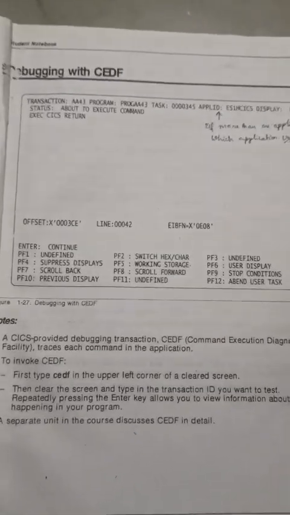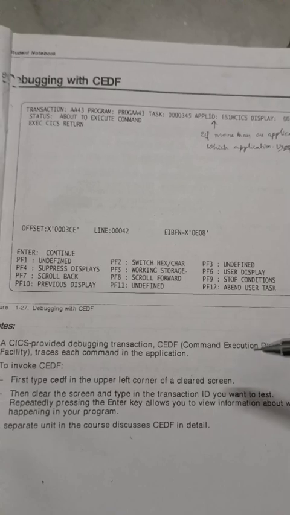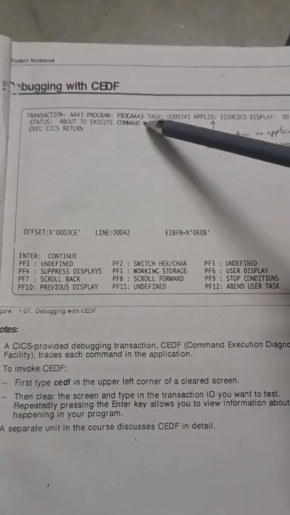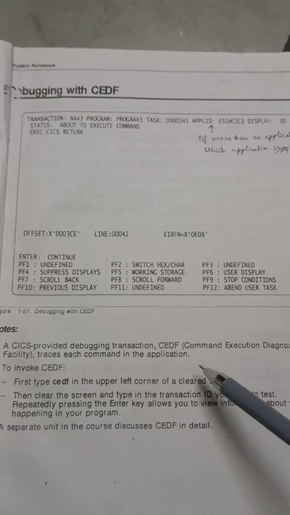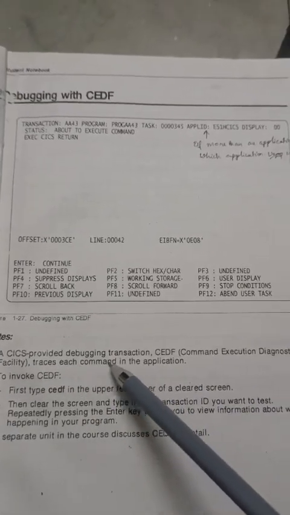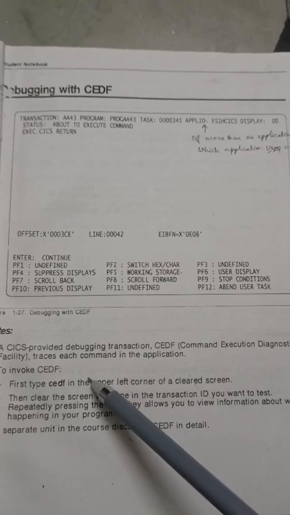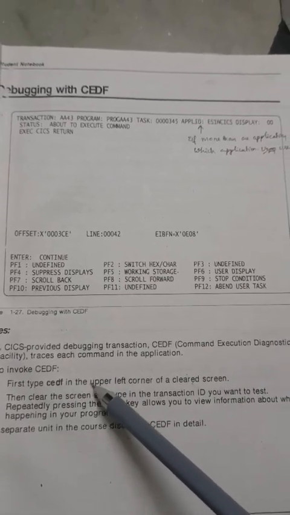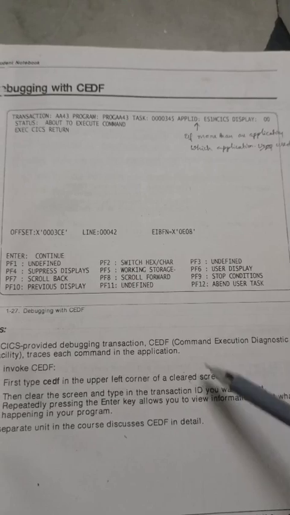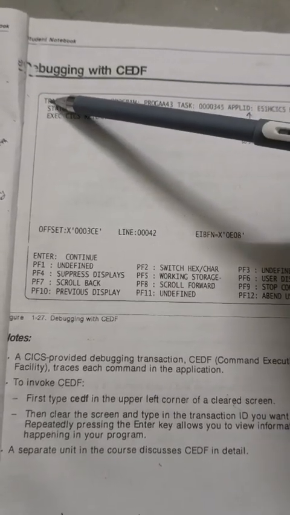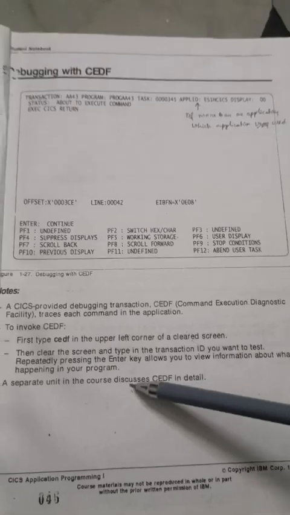Now, how to debug the CICS program? To debug the CICS program, we have to use the CEDF command. And what does CEDF mean? Command Execution Diagnostic Facility. How to invoke the CEDF command? First, we need to type CEDF in the upper left corner of the cleared screen. First, clear the screen, then give the CEDF command in the upper left corner.